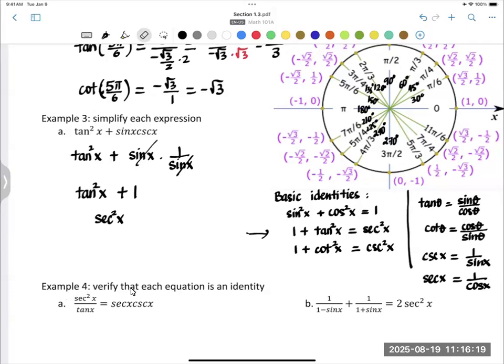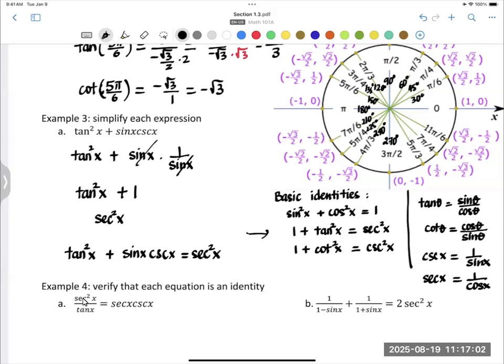Now we're going to verify each equation. It's a little bit different from the one above. The one above, I give you one expression and you want to find the other one. For example 4, they give you both expressions that are supposedly equal, and they want you to verify them. Is that true? When this is the question, we cannot just assume this is true.